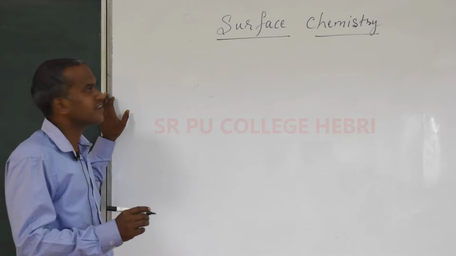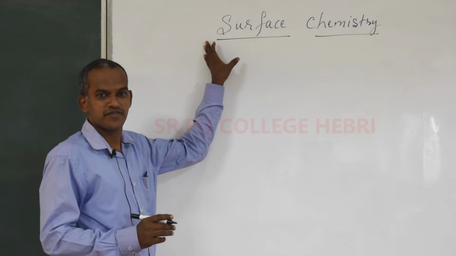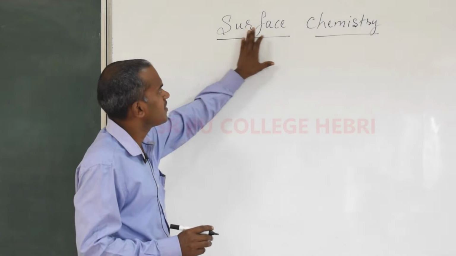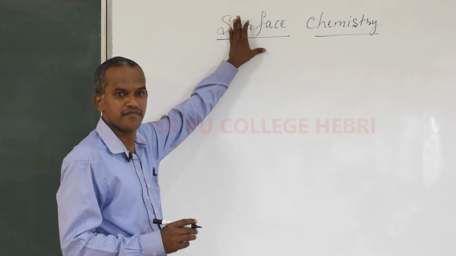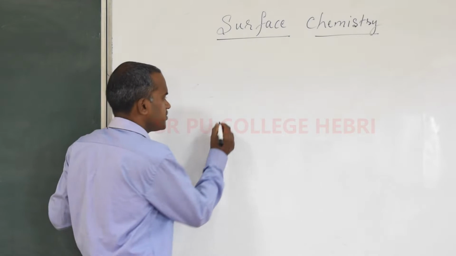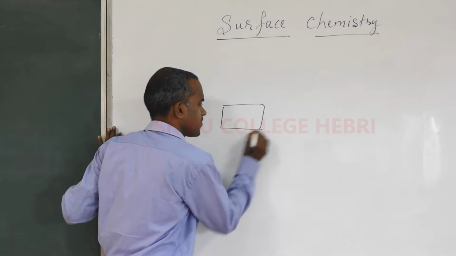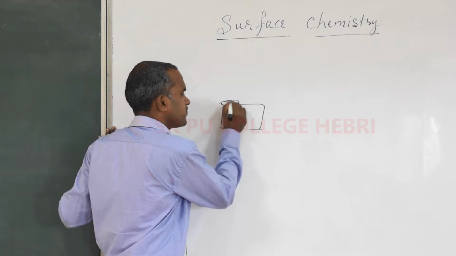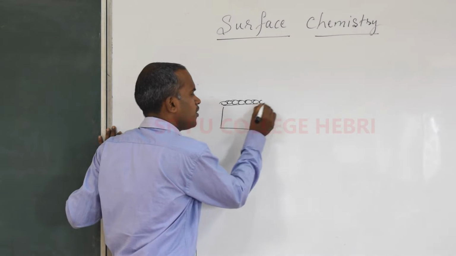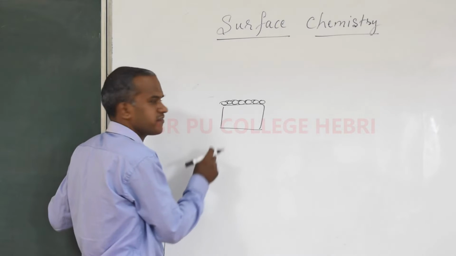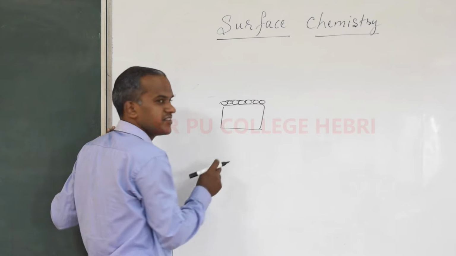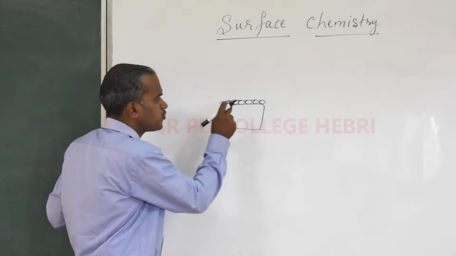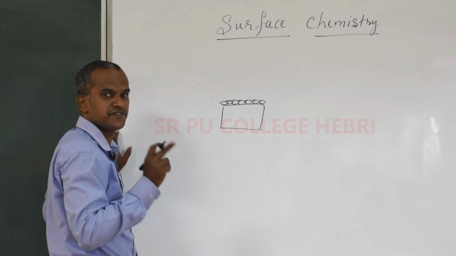Hello students, let me take up a simple topic, surface chemistry. First of all, you have to understand what a surface phenomenon is. If you consider there are two phases, for example a solid, and on the surface of the solid the particles accumulate, it may be solid, liquid or a gas. If it accumulates on the surface, then we can call it accumulation or adsorption. This is one of the examples of a surface phenomenon.